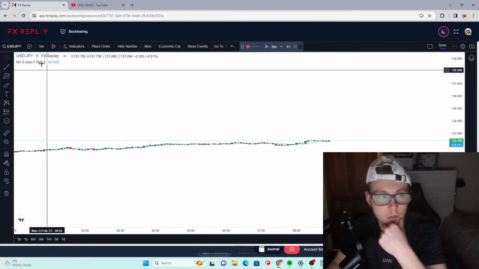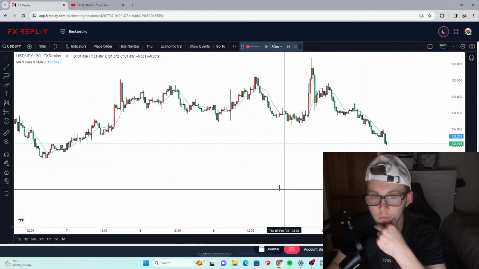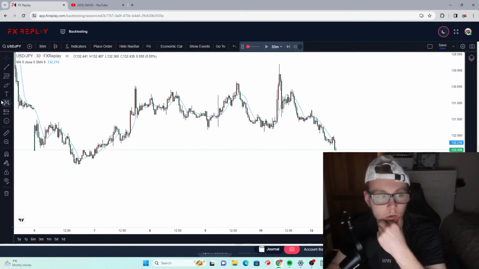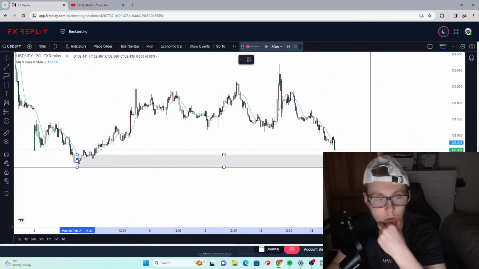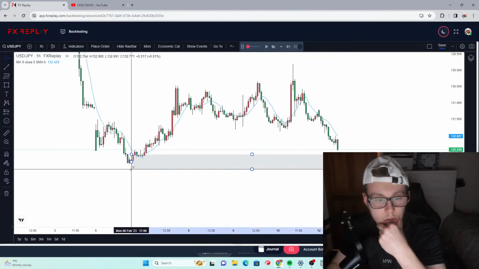I still see sales. Let's go to a 30-minute, and then let's invert this so it's a bit easier for me. Yeah, so this is the low, the structural low. Let's just mark this out. If we've got an hourly zone, we do right here.